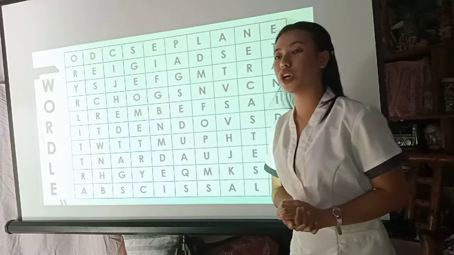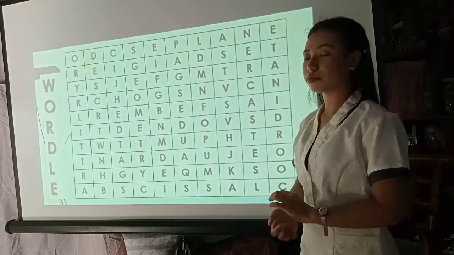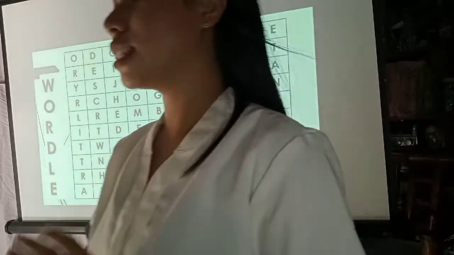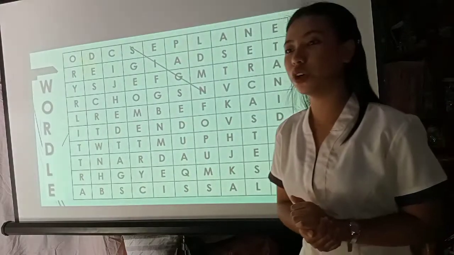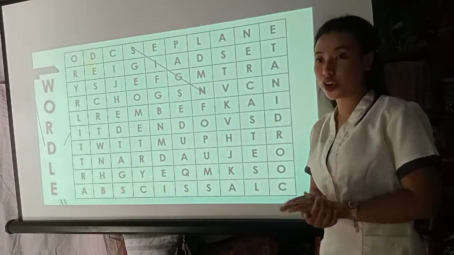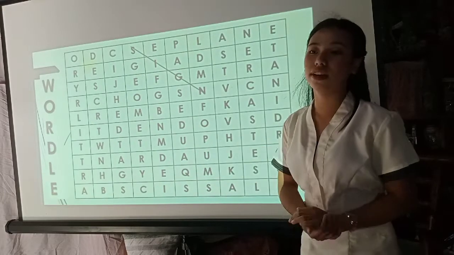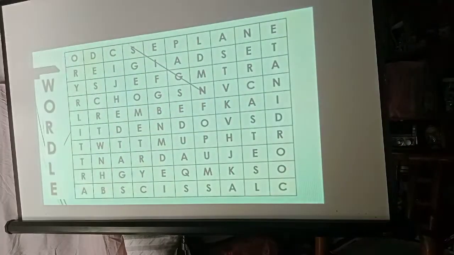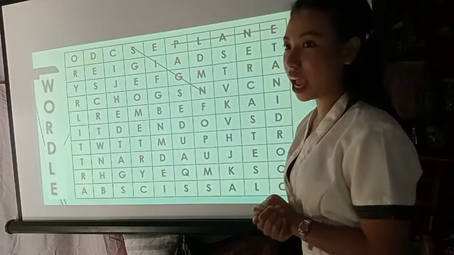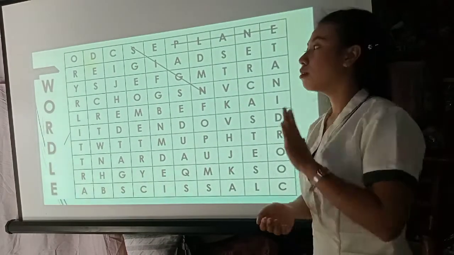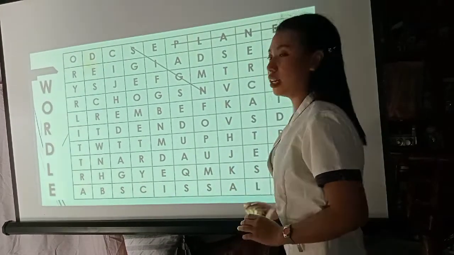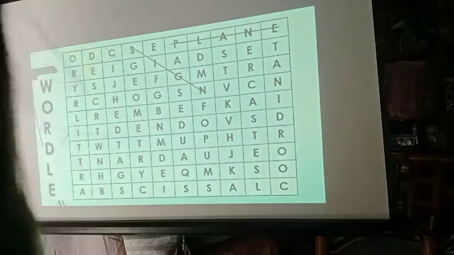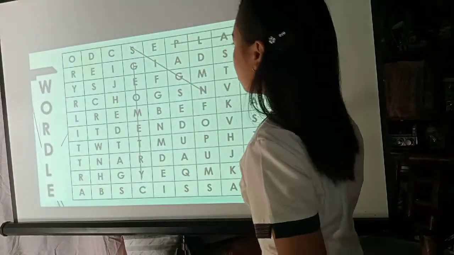What is the first word that you have seen in this Wordle? Miss Mayette. Okay, sine. Where is sine? Okay, very good. What is the next word you have seen in this Wordle? Miss Iris. Plane? Okay, is there a plane? Okay, very good, Miss Iris. Next, what is the third word in this Wordle? Miss Kate. Geometry. Is there geometry? Okay, very good, Miss Kate.